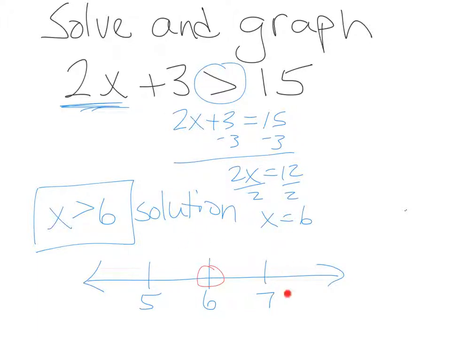But let me test it. 2 times 7 is 14, plus 3 is 17. 17 is greater than 15. So yes, that works. So that is the side I'm going to shade, and that graph matches my solution of x is greater than 6. So I have solved it and I have graphed it. That is how you solve and graph inequalities.